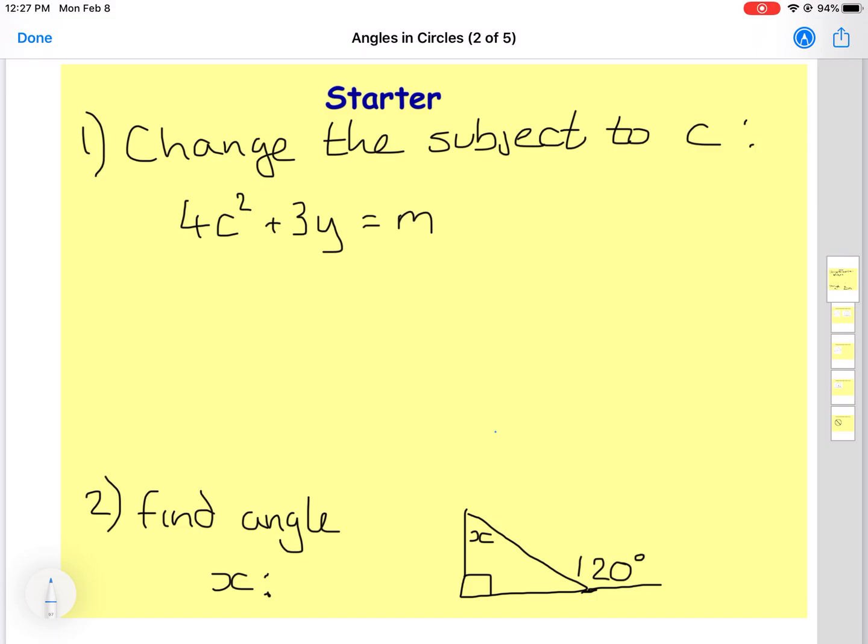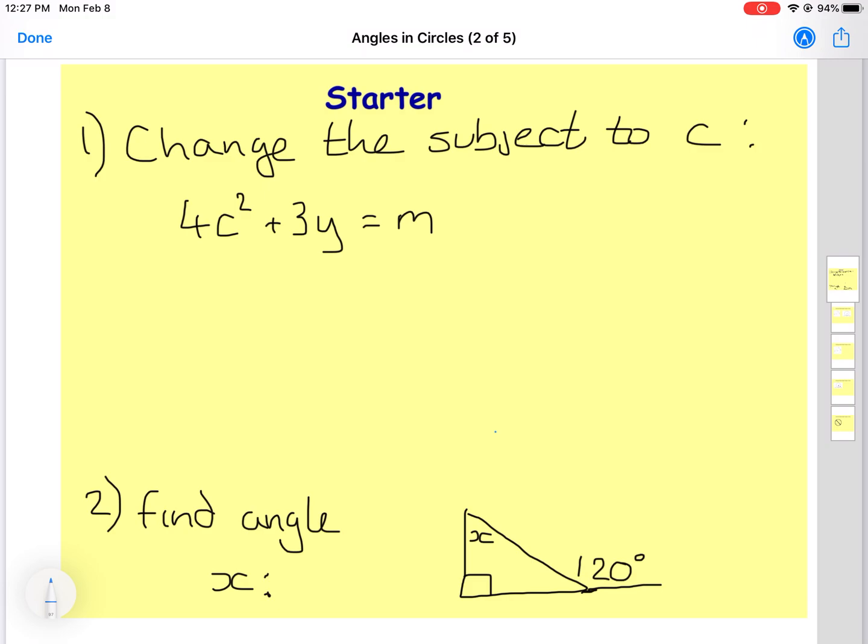So question 1, we want to isolate C. Before we can do any of that, you can see C is squared, so we have to get the C term on its own before we can square root. Do not try and square root, or cube root for that matter, until your letter is on its own. So C squared has to be isolated.